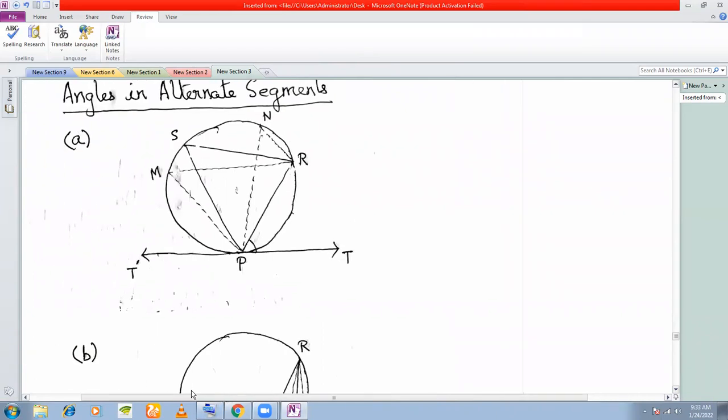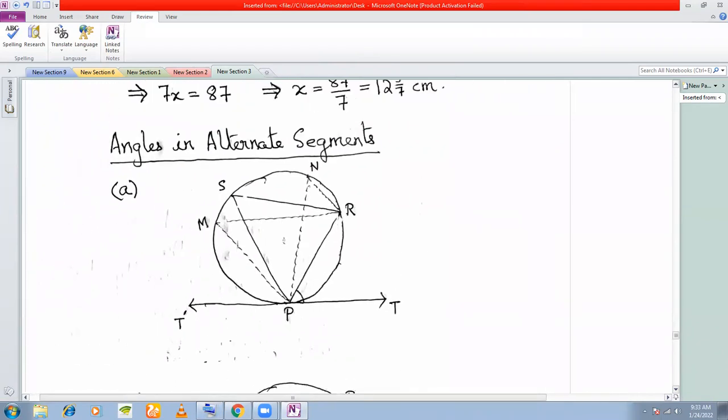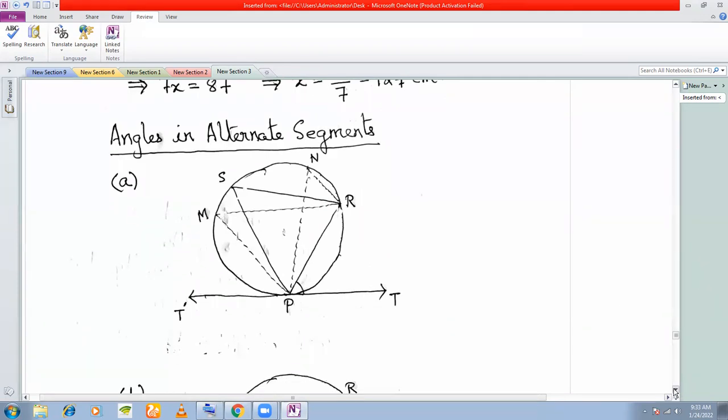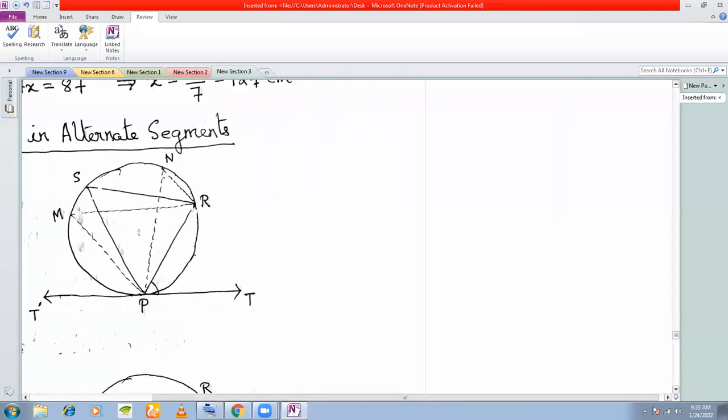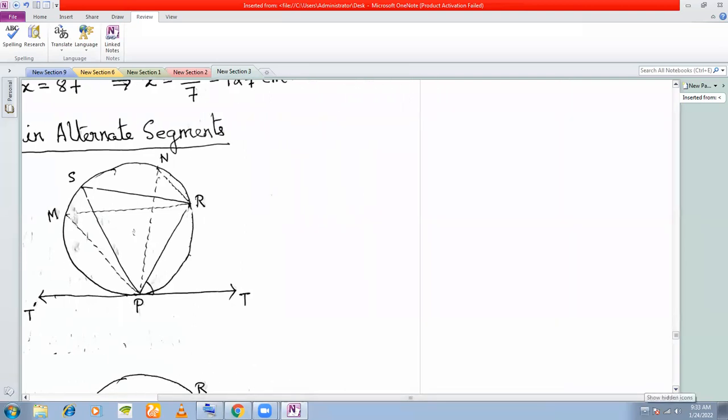Angles in alternate segment. Now this is one concept that you must know very well, and sometimes it gets a little too difficult to understand also. What do you mean by angles in alternate segments? Okay. Now the first requirement, what are the angles in alternate segments? Let's see here.